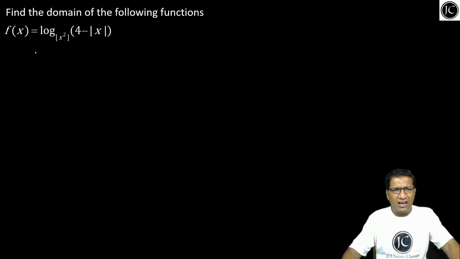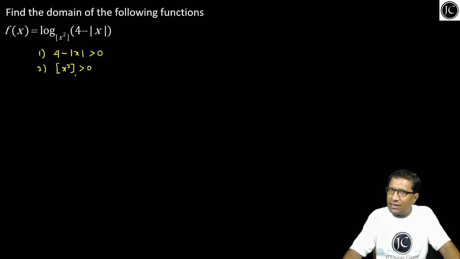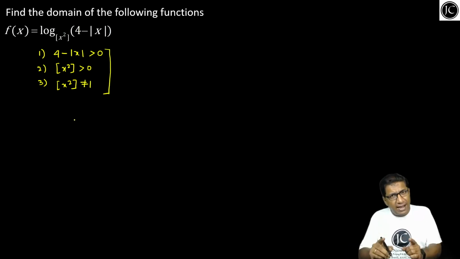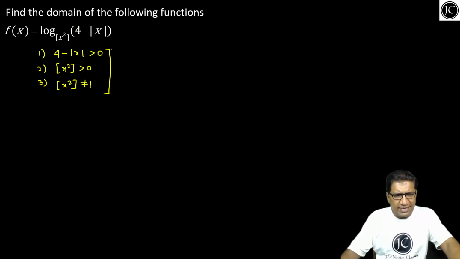So to define this function, first of all, 4 minus mod x जो log के अंदर है, उसको क्या होना पड़ेगा? 0 से ज्यादा. Number 1. Number 2, बेस में जो बॉक्स ऑफ एक्स स्क्वायर है, इसको 0 से ज्यादा होना पड़ेगा. और number 3, your box of x square cannot be equals to 1. ये तीनों कंडीशन अगर सेटिस्फाई कर रहे, then the function is defined. Okay, so पहला वाला कंडीशन से देखो क्या हो रहा है.